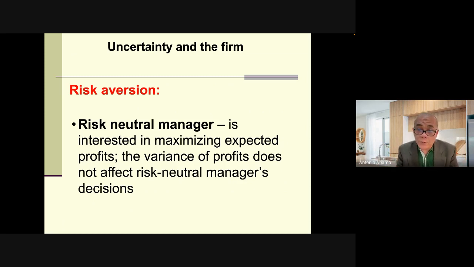The variance of profit does not affect a risk-neutral manager. Instead, for the risk-neutral manager, there is risk, but it can be overcome. It can be managed. I think we can even avoid it. But we look at the expected value: the return is very high. If we are able to successfully override the risk, we will settle with a very high expected value. And that's good for the company.